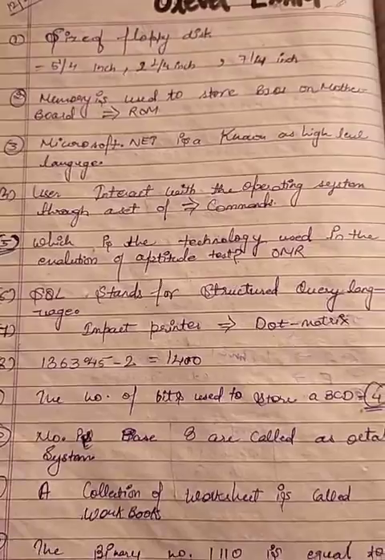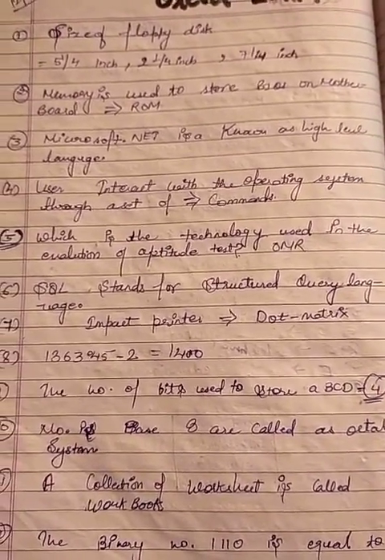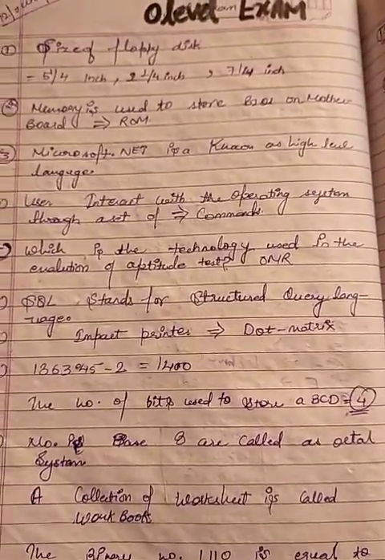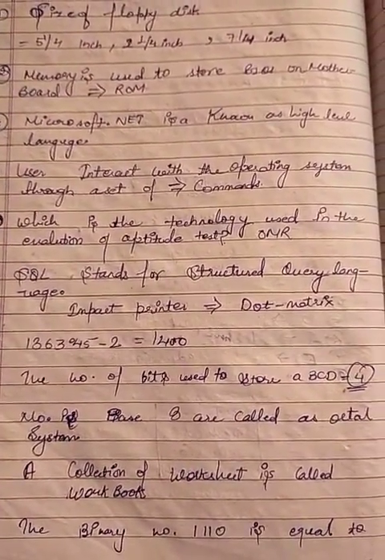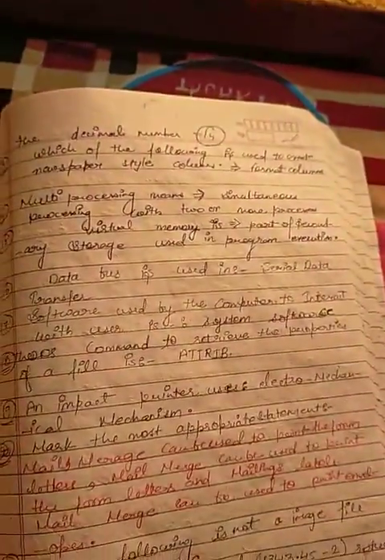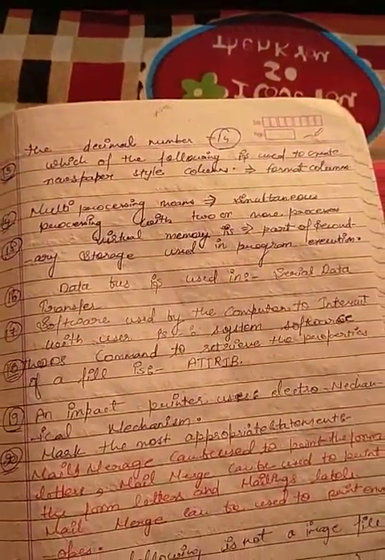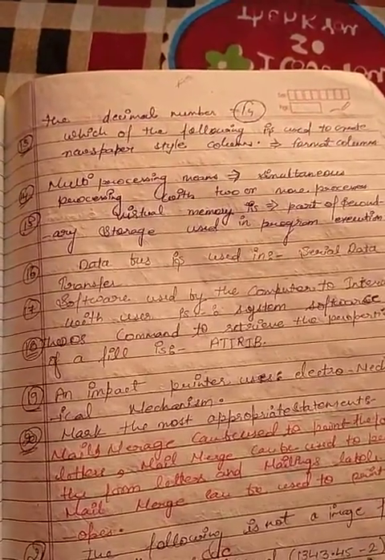The number of bytes used to store a PCD is 4. A number system with base 8 is called the octal system. A collection of worksheets is called a workbook. The binary number 1110 is equal to the decimal number 14. Which of the following is used to create newspaper style columns? Format column.